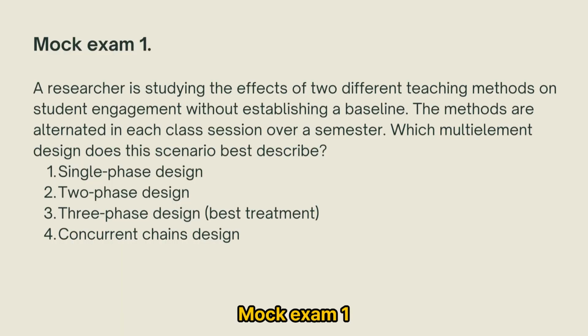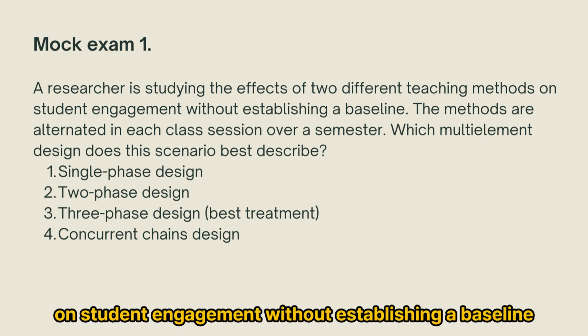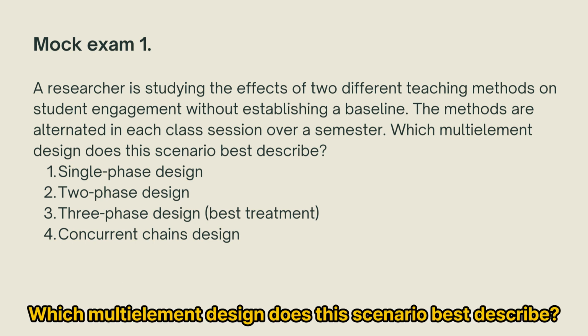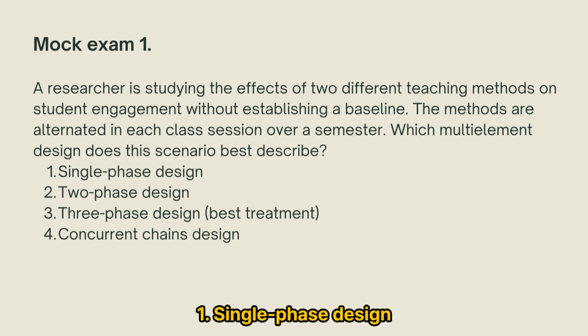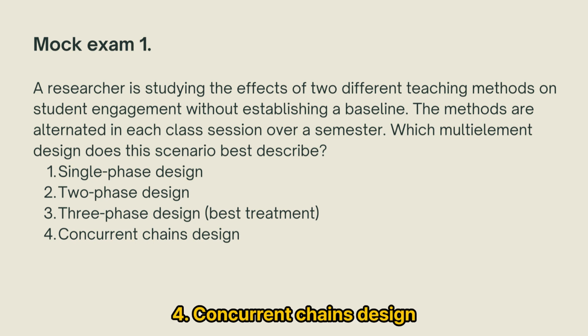Mock Exam 1. A researcher is studying the effects of two different teaching methods on student engagement without establishing a baseline. The methods are alternated in each class session over a semester. Which multielement design does this scenario best describe? 1. Single-phase design. 2. Two-phase design. 3. Three-phase design, best treatment. 4. Concurrent chains design.